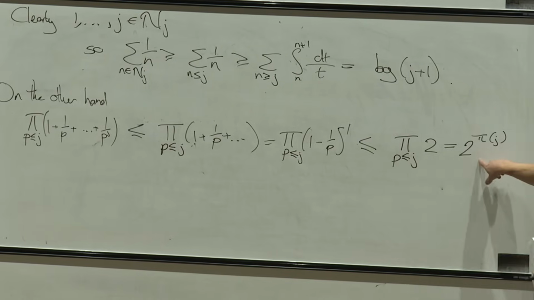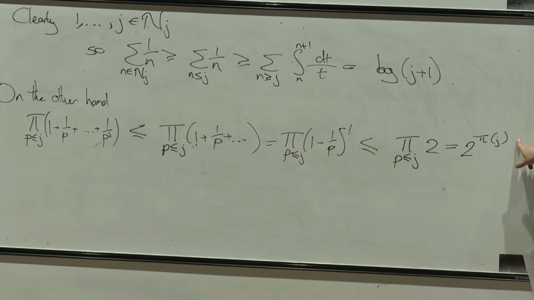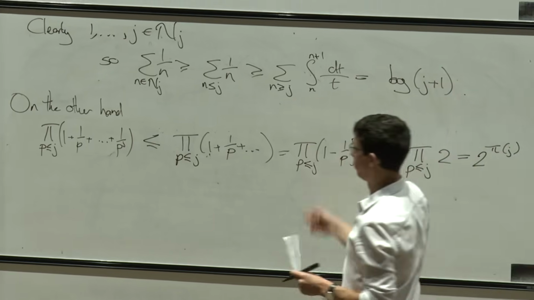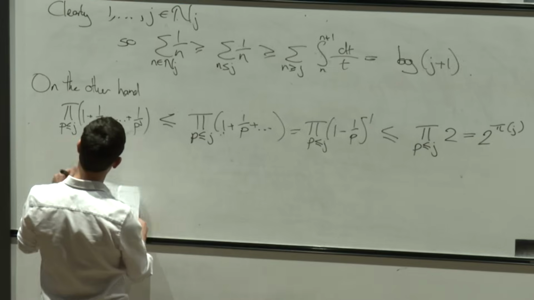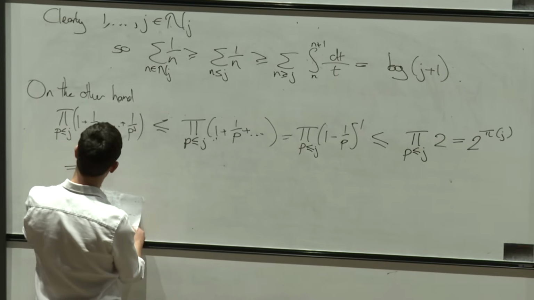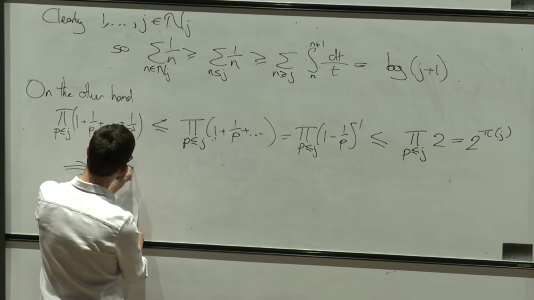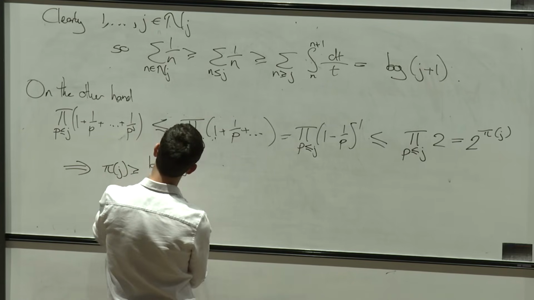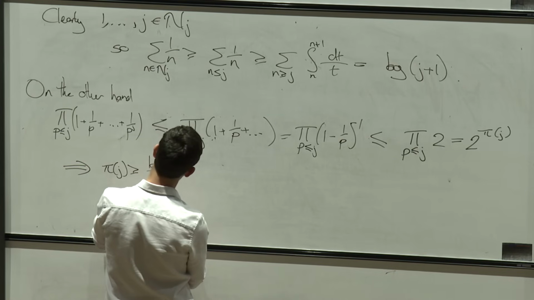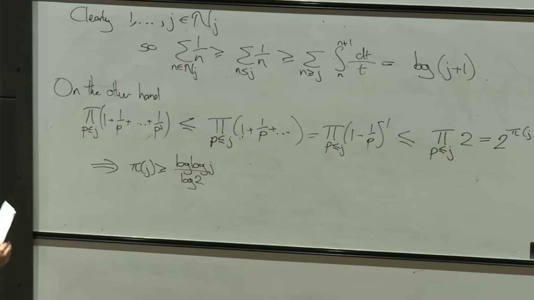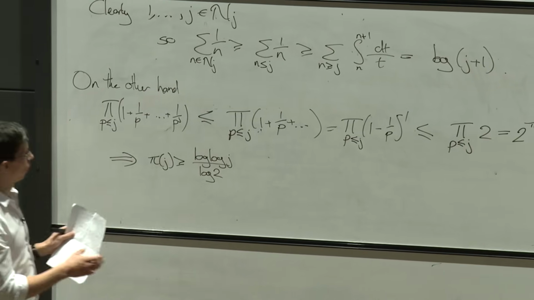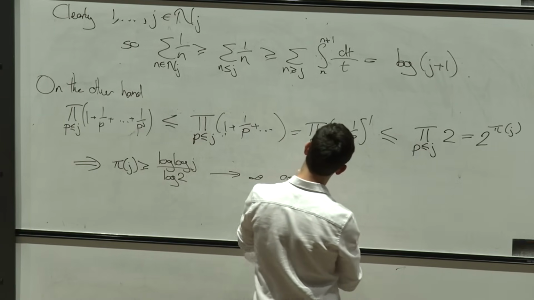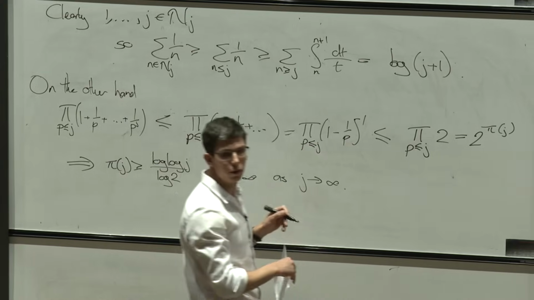So for this object, we have an upper bound related to the counting function of the primes, and a lower bound just coming from our additive expansion. And so when we put these together, we find that pi of j is bigger than or equal to log of j plus 1 over log 2, but certainly log j divided by log 2. And this tends to infinity as j tends to infinity.